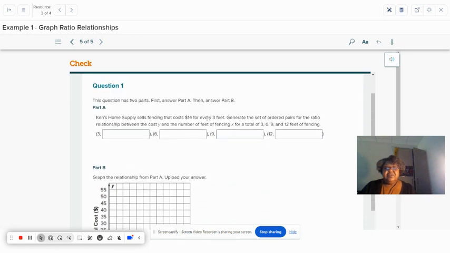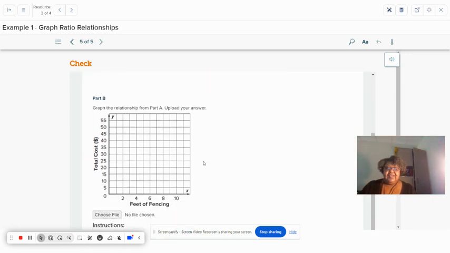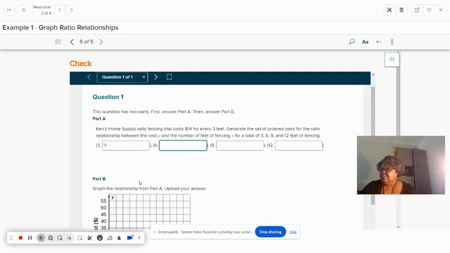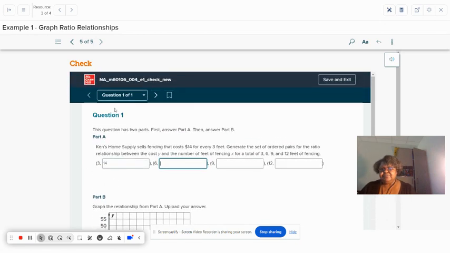So for every 3 feet, it's $14, so we know we'll put 14 in the first one. And so you think about what you do for the next one. If you have any problem with this, try it first. You got to have something written down to ask me a question. And then you're going to plot it in your workbook.